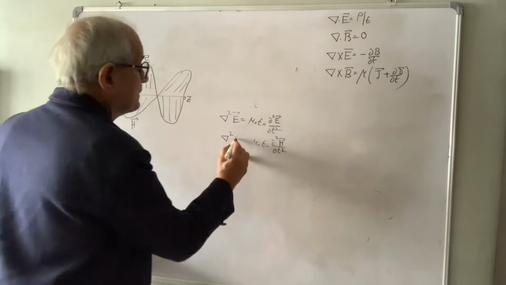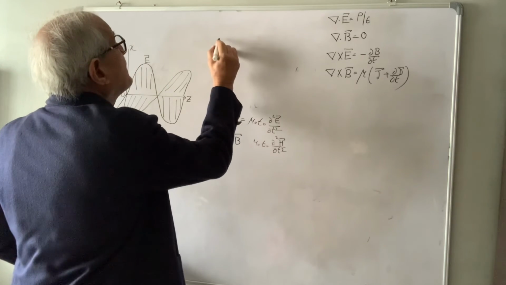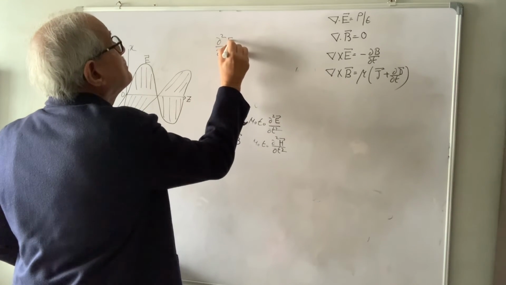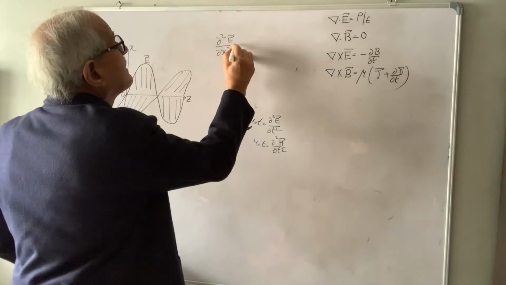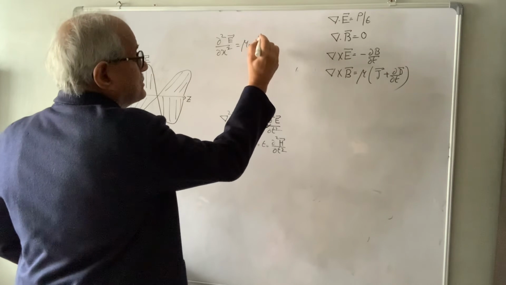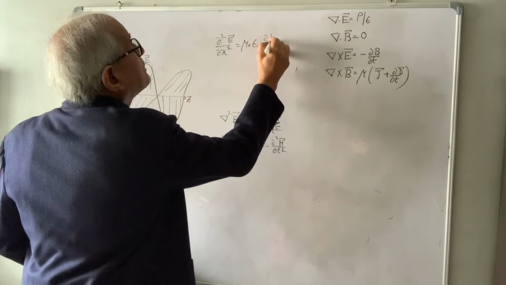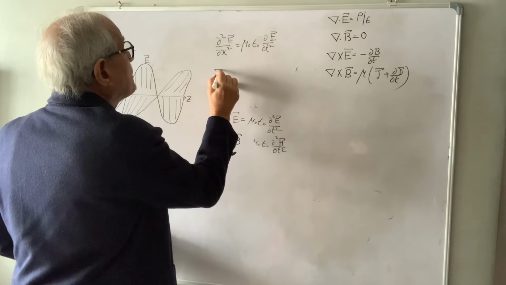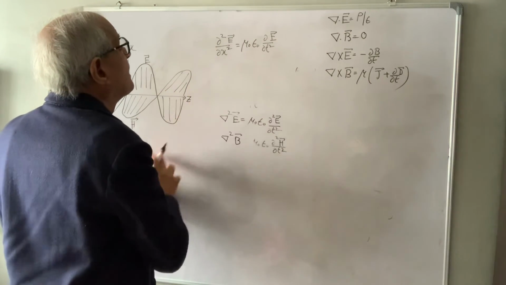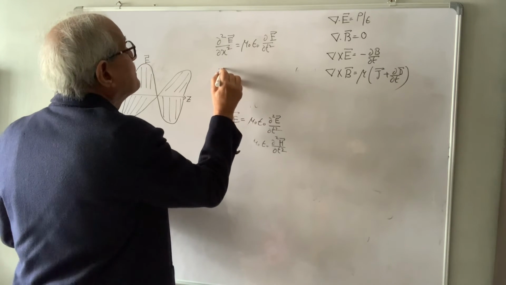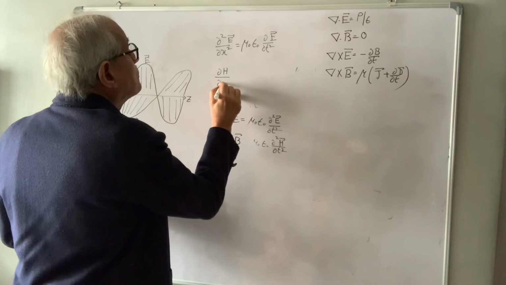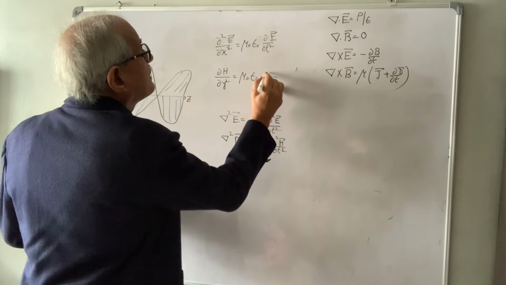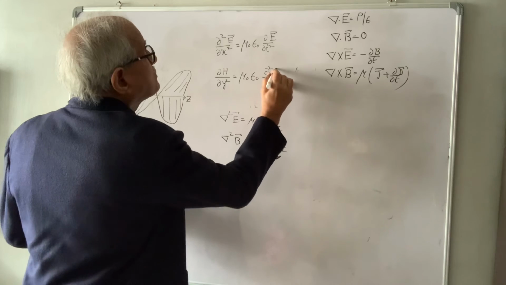So this Laplacian can be written as double derivative of E with respect to X, and that is equal to mu 0 epsilon 0 double derivative of E with respect to T. Similarly, for the magnetic component, it can be written as double derivative of H with respect to Y is equal to mu 0 epsilon 0 double derivative of H with respect to T.